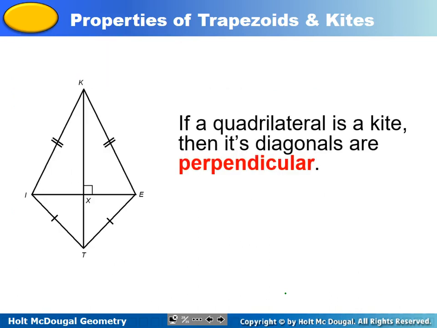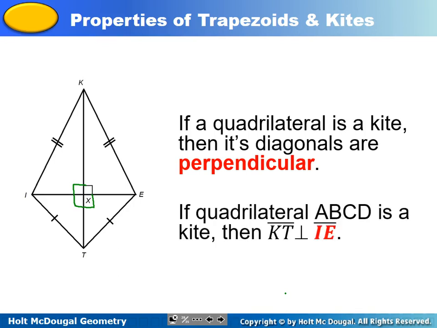So here we go. Let's talk about the properties. If a quadrilateral is a kite, then its diagonals are perpendicular. Notice that there's a right angle in here at X, which means honestly all 4 of those would be right angles. So we have 4 right triangles, important, and we're going to use that in a few minutes. So if quadrilateral ABCD is a kite, then KT is perpendicular to IE.